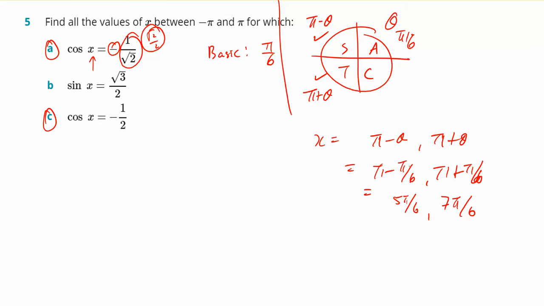Now, the problem is I've got one solution that's over, that's over my domain of negative pi to pi. Because that's 1 pi and 1/6 more, that's not what we want. This one, 5 pi on 6, is within our domain. Great. However, how do I get my other solution?